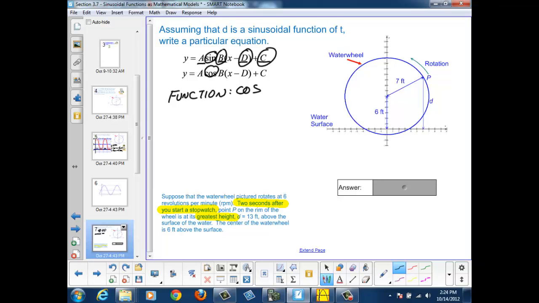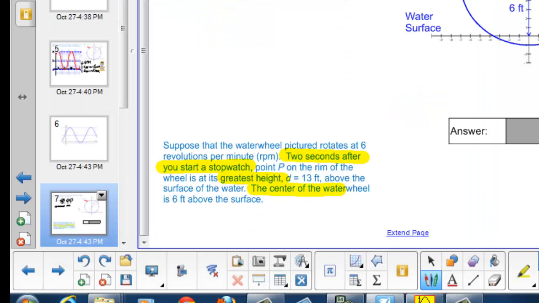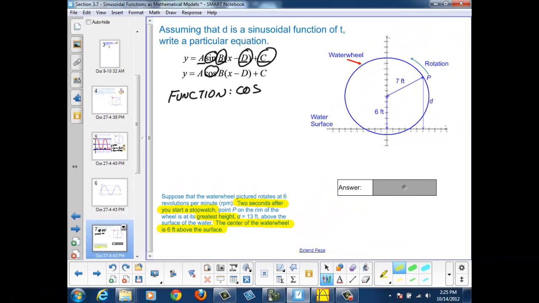Next, we need to deal with the vertical information. So let's start with the sinusoidal axis, which is the center of our water wheel. The center of our water wheel is 6 feet above the surface. So our sinusoidal axis, or C value, will be 6. The C value is the vertical translation.